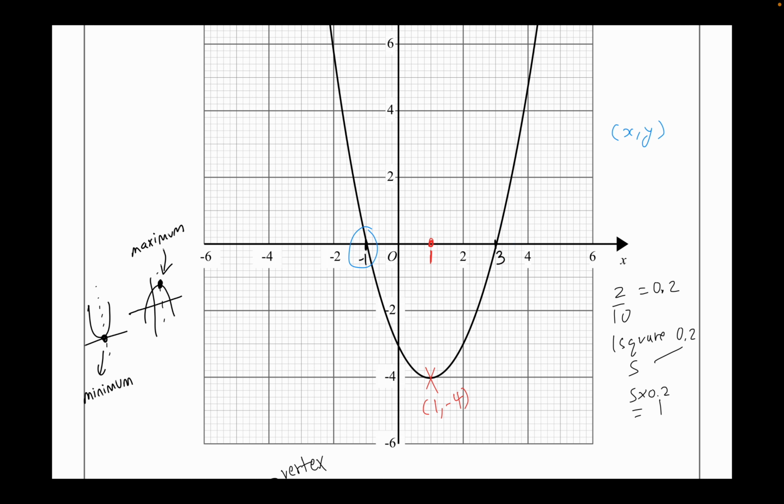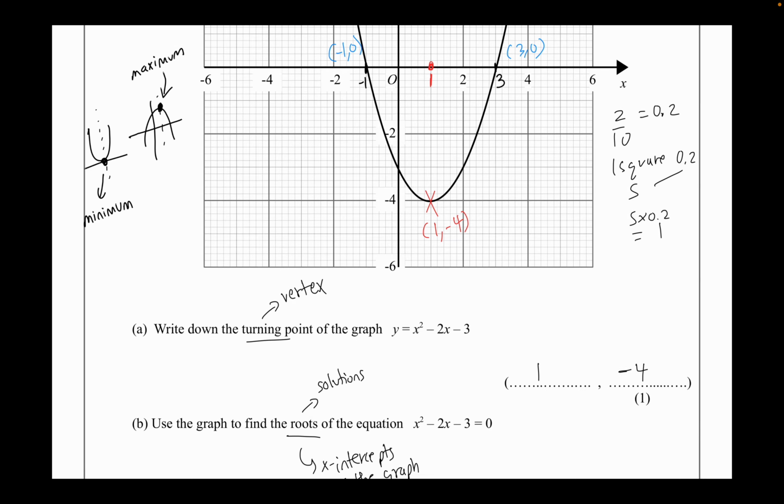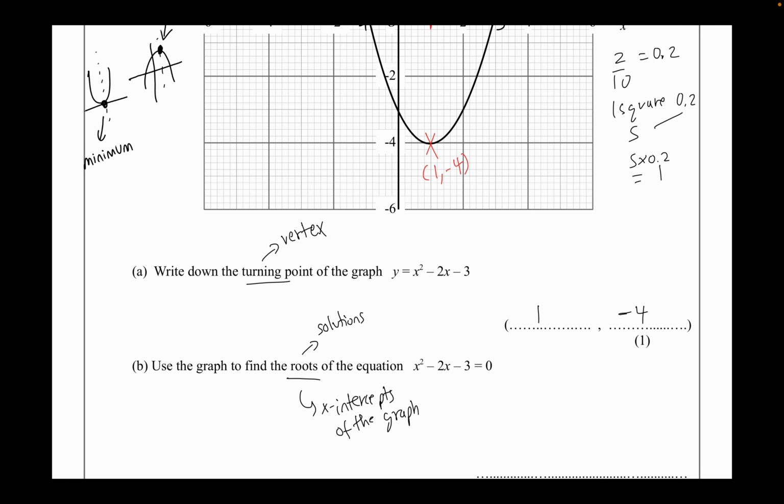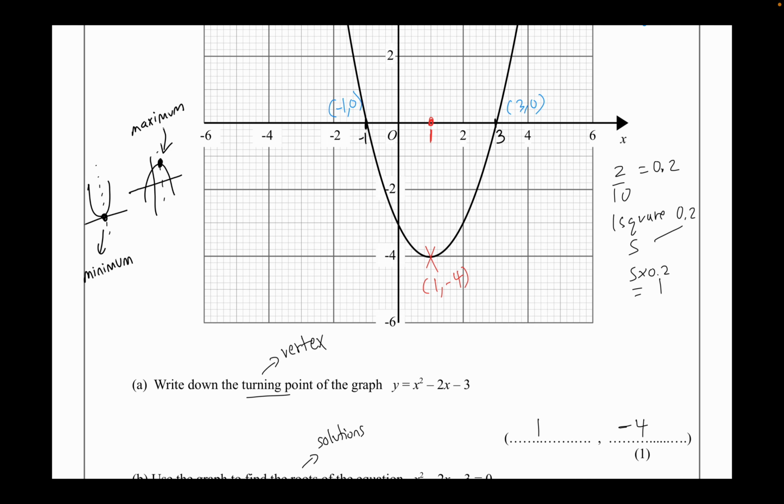So we're going to be looking at, this is going to be -1, and remember the y coordinates here are all 0. -1, 0, 3, 0. Now remember, you only write -1, 0, and 3, 0 when they ask you for the coordinates of the solutions. But since they have asked us to find the roots, we're just going to list only the x coordinates.